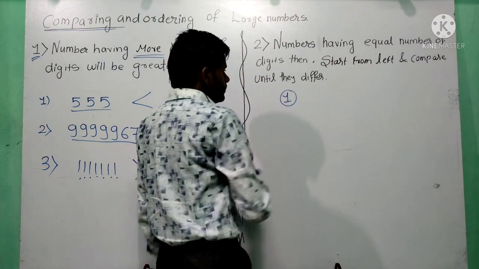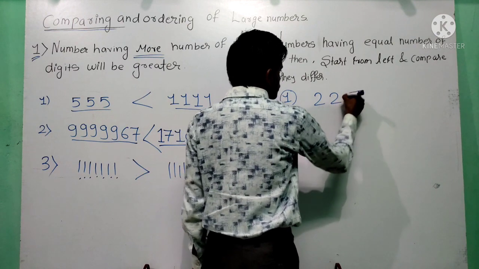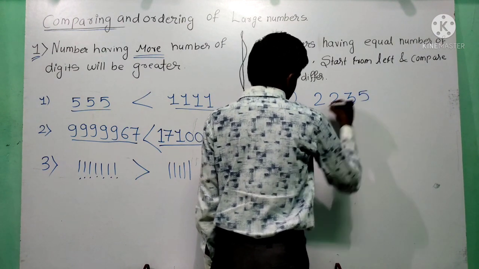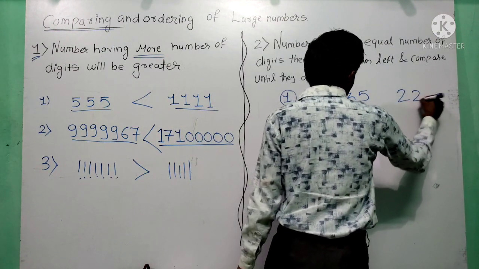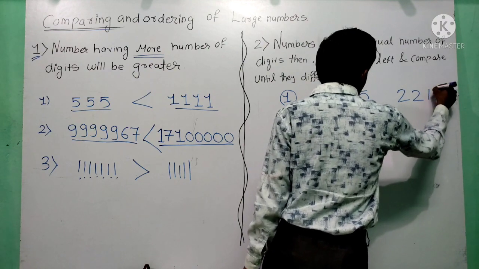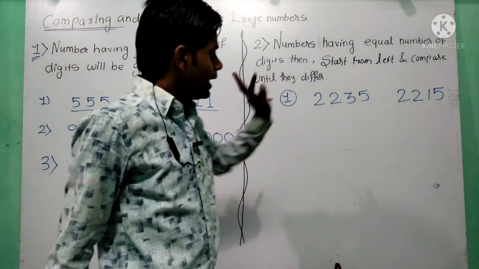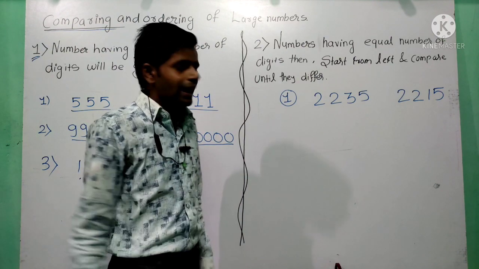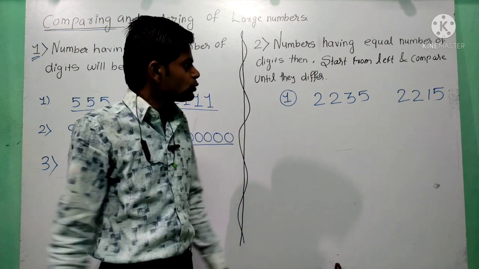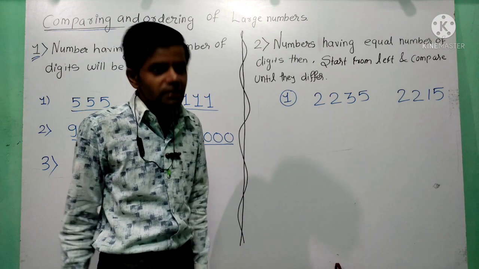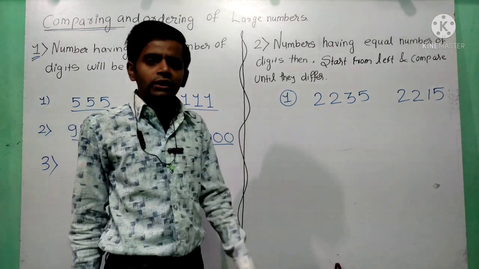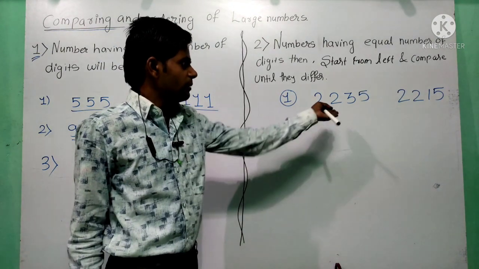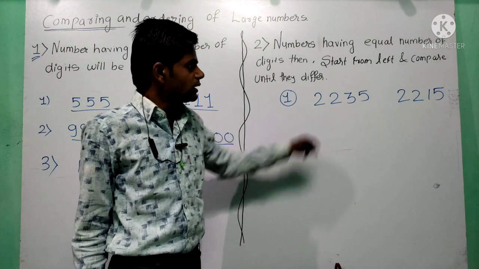Let's understand by taking one example. First example I'm taking here, and this is 2, 2, 3, 5, and that is 2, 2, 1, 5. I have taken the first example, and the two numbers are 2235 and 2215. अब देख के ही पता चल रहा है कि भाई साहब ये बड़ा है. Yes, this number is greater.